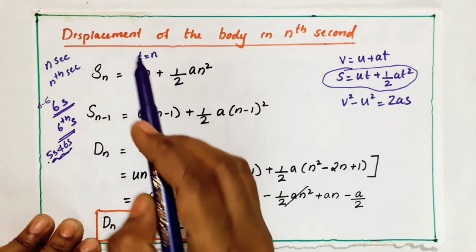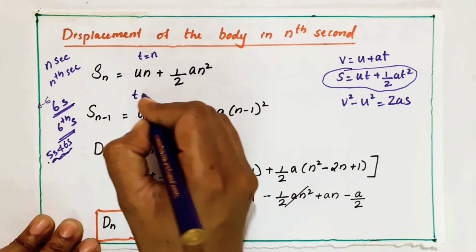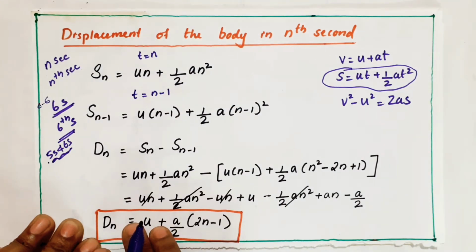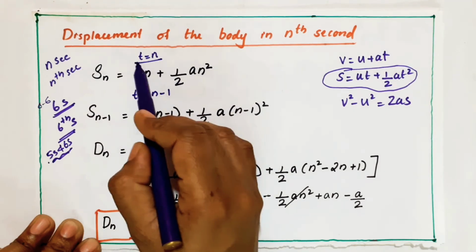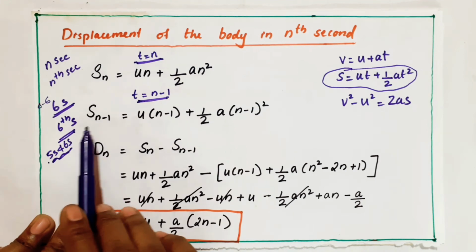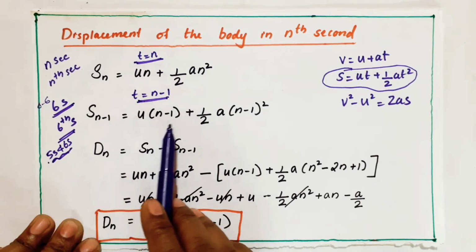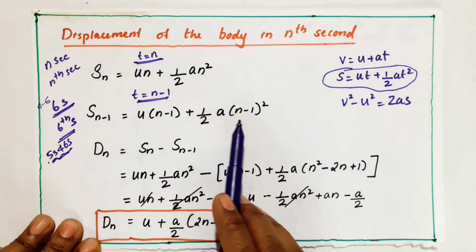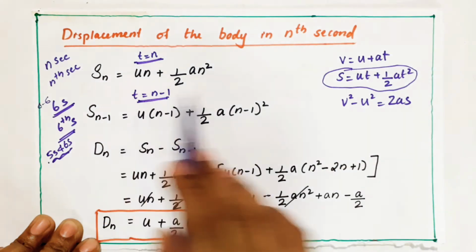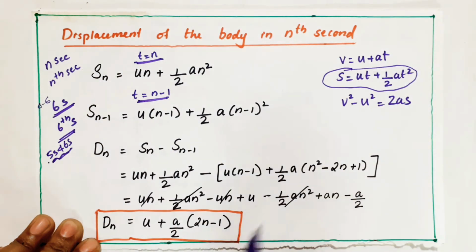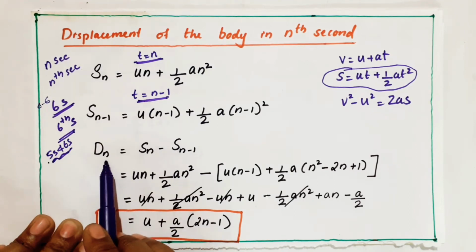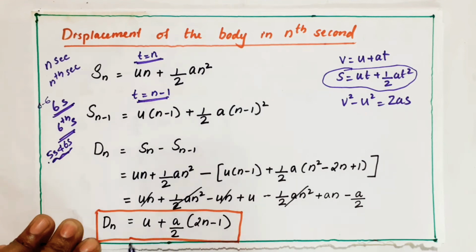So if I am taking the time as T equal to N, next time you have to take T equals N minus 1. You have to substitute the value of T as N minus 1 in the second equation. So Sn minus 1 is U into N minus 1 plus half A into N minus 1 the whole square. Same thing, we are substituting N minus 1 in place of T. Now, I told you it is in between these two intervals. So the displacement of the body in nth second is Sn minus Sn minus 1.